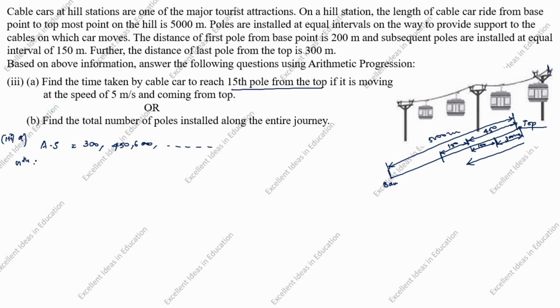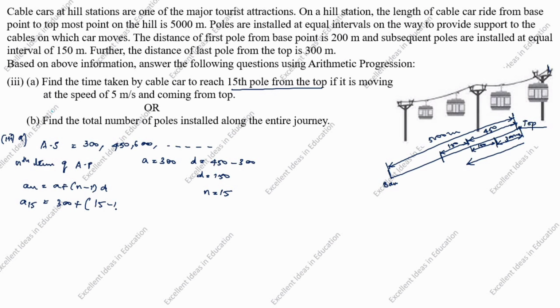Nth term formula we will take. Nth term of AP: An is equal to a plus open the bracket n minus 1 into d. a is 300. d is 450 minus 300, the d value is 150. n value is 15. a15 is equal to a, which is 300, plus open the bracket n, which is 15, minus 1 into d, which is 150.